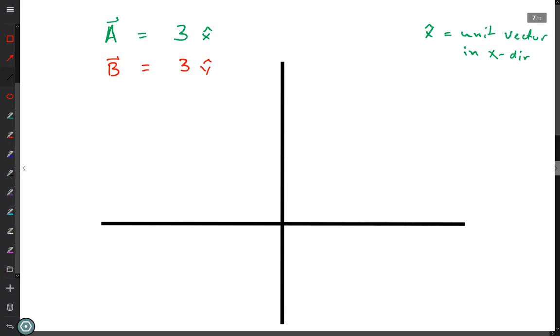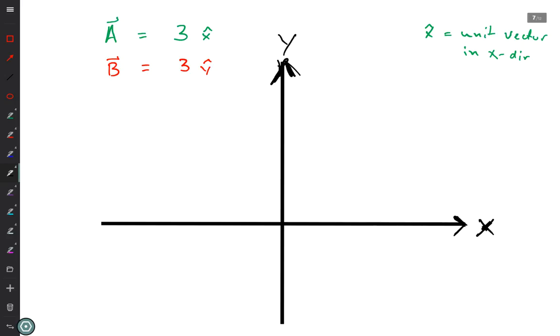And I will be so good as to label this the X direction, and I'll label this the Y direction, put arrows on the ends of them to say that's going positive. And then I'm going to add them using the same method that I learned in grade school.